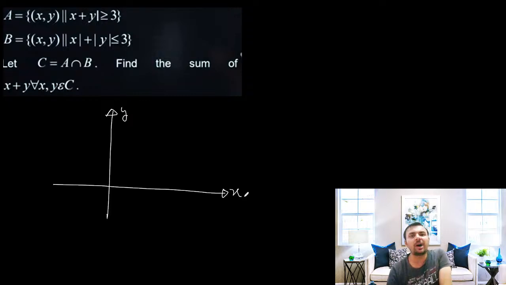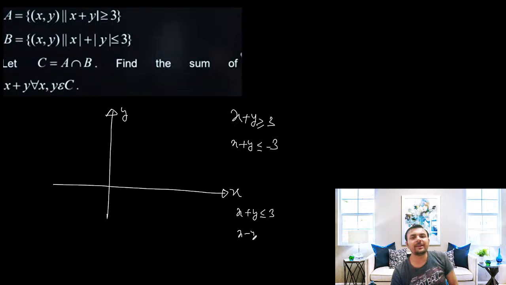So x plus y will open with plus or minus, and this is x. So if x is positive, it will come out with x plus y less than equal to 3, x minus y less than equal to 3, minus x plus y less than equal to 3, minus x minus y less than equal to 3.